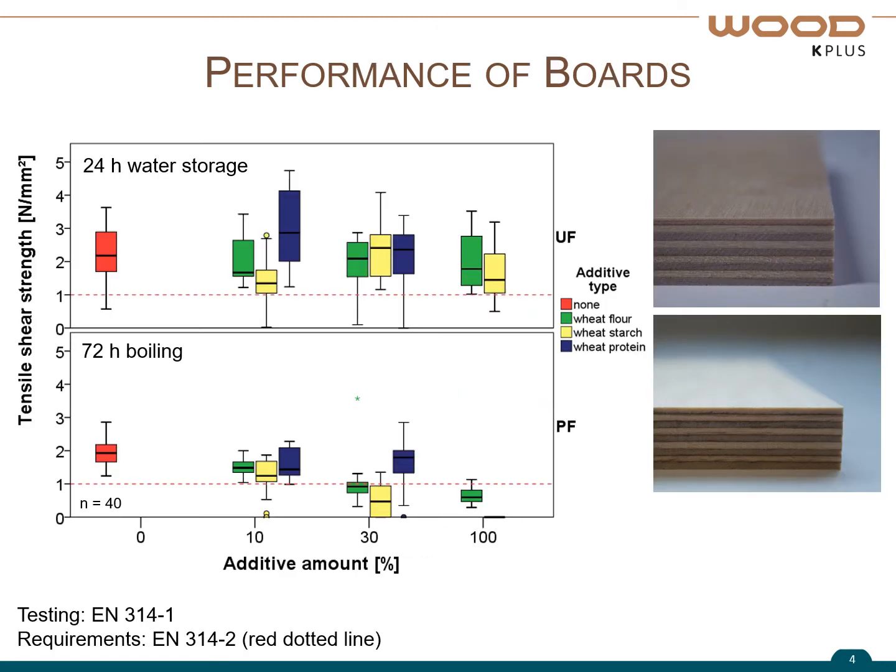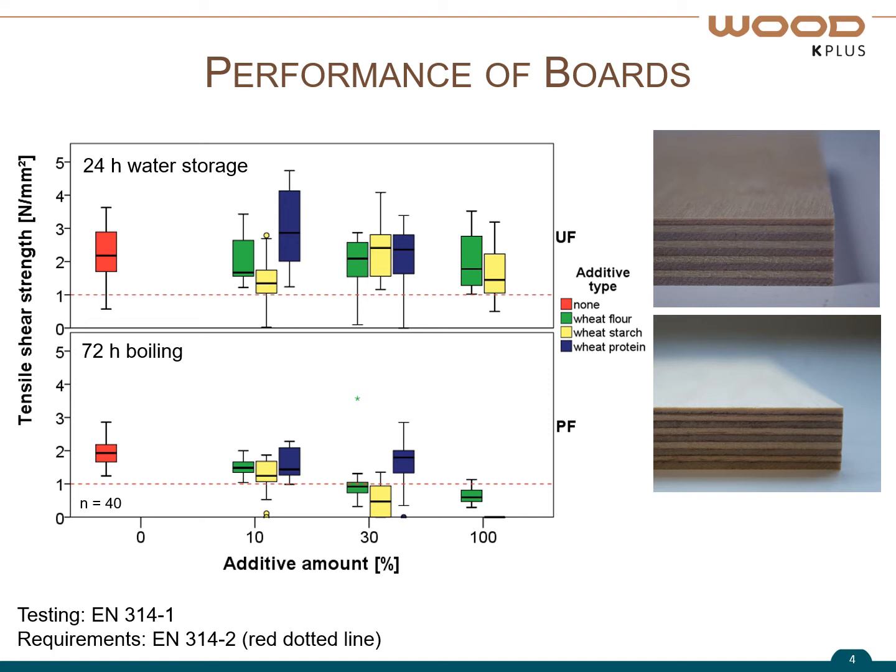9-layered birch plywood boards were produced with the various extenders at different amounts. Wet tensile shear strength was tested according to EN 314-1, where the UF boards were stored for 24 hours in water at room temperature, which are the requirements for Class 1 interior use. The PF boards were boiled for 72 hours, which are the requirements for Class 3 non-covered exterior use. The tensile shear strength and wood failure percentage were evaluated according to EN 314-2.